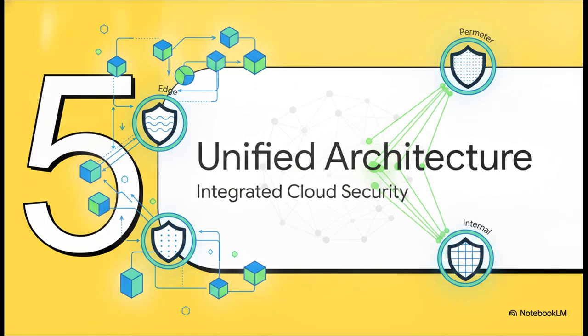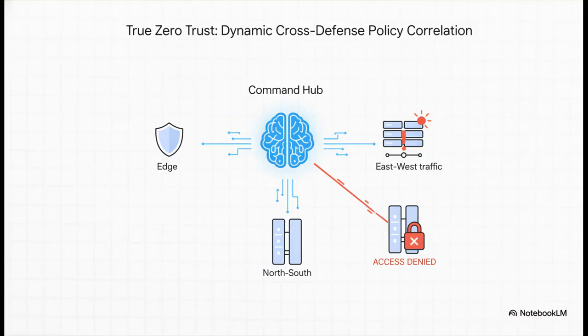Bringing it all together in Section 5, Unified Cloud Security Architecture, Integrated Cloud Security. This is where all the puzzle pieces finally lock together. You know, one of the biggest challenges in cybersecurity is the risk of creating technology silos, where each defense layer is just operating completely independently. True zero trust requires integrating these capabilities to give you a unified view of security events. When you seamlessly correlate data across your edge, your north-south, and your east-west defenses, your policies become dynamic. For instance, if your system detects anomalous east-west lateral movement deep inside the network, it can instantly and automatically trigger a revocation of that exact user's north-south access at the perimeter.